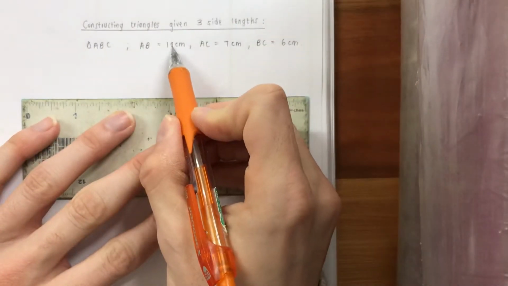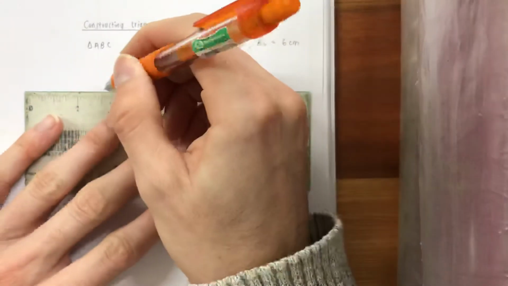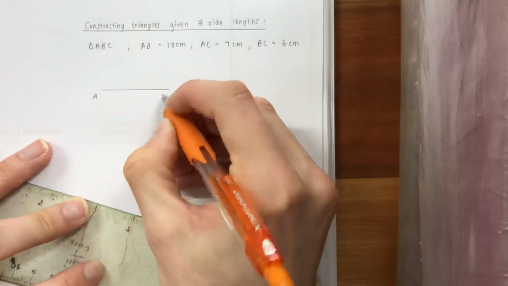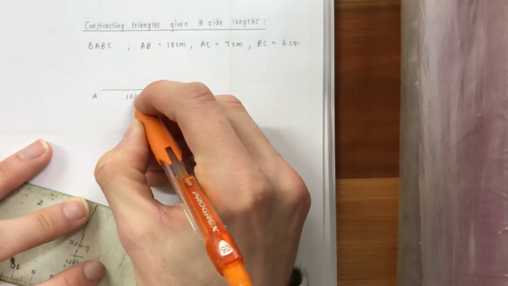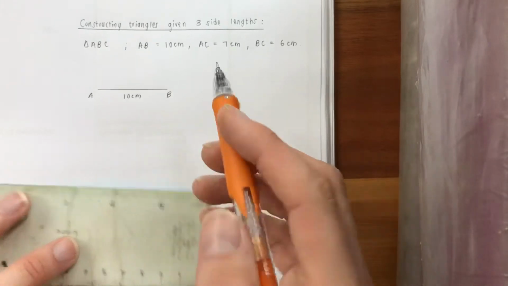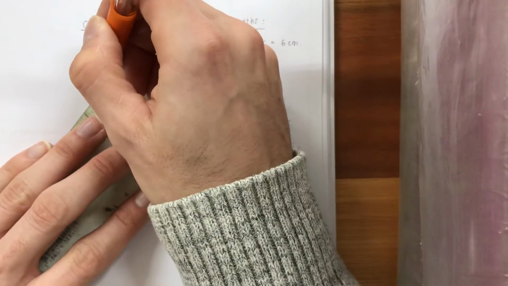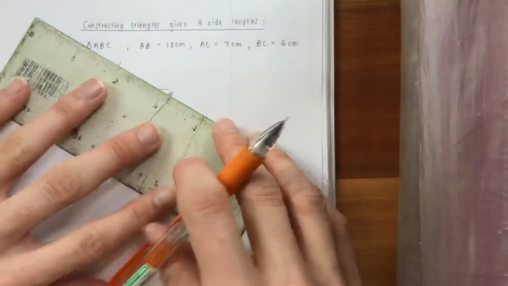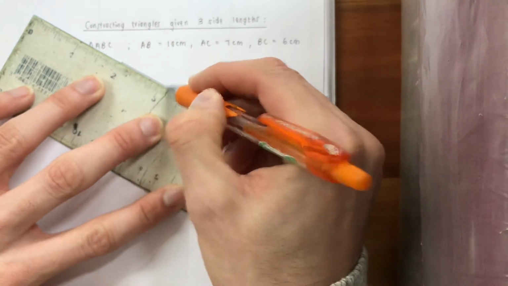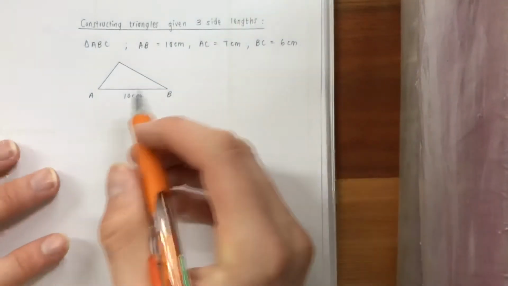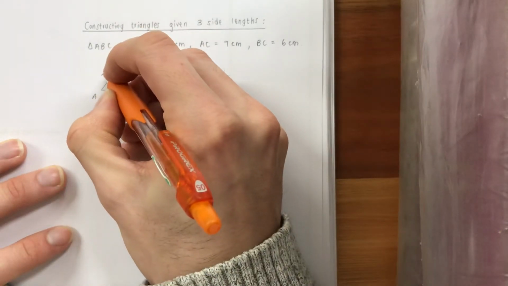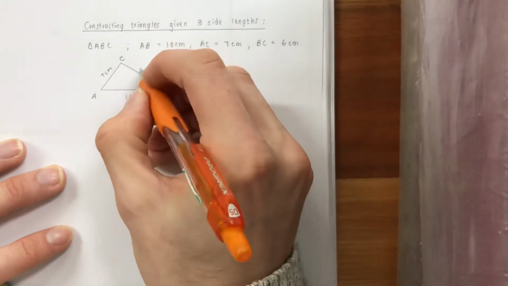So let's start with AB, the longest side. Let's make that this side here. So we'll just say here AB, that will be 10 centimeters. And then we know from A to C will be 7 centimeters. So we know it's going to be a triangle, so we can just draw any triangle here. Because it's a rough sketch, it doesn't have to be drawn to scale. So that will be point C. Then AC is 7 centimeters, and BC is 6 centimeters.